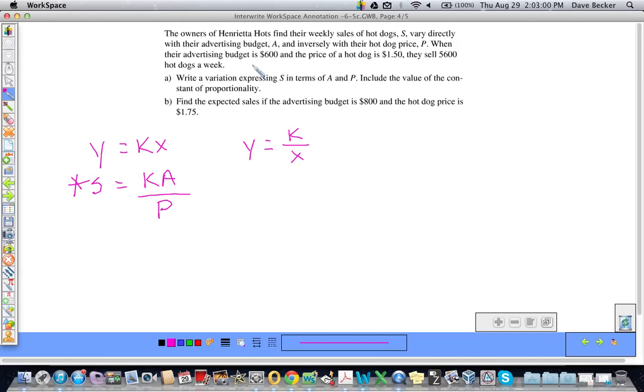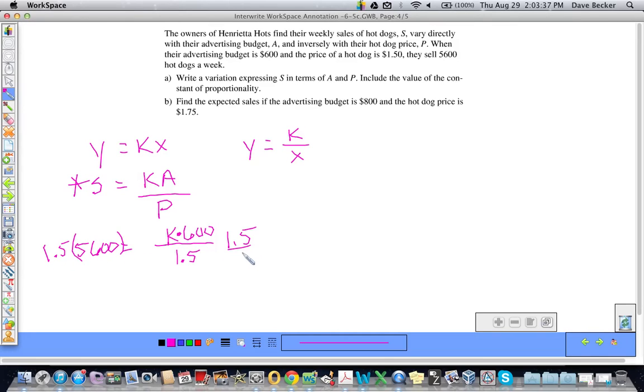When their advertising budget is $600, so let's just put in what we know. Advertising A, 600. And the price of a hot dog is $1.50. So I'm going to write that as 1.5 for P right there. They sell 5,600 hot dogs. S is 5,600. And I don't know what K is. That's what I'm looking for. K times 600. So now I just have to solve for K. So I multiply both sides by 1.5.